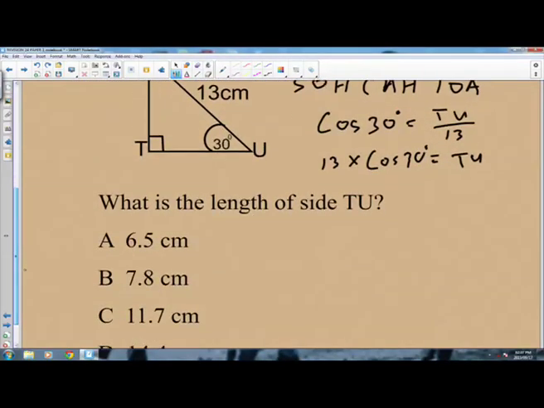So we'll go back and say 13 times 0.9 is equal to TU. So that's how we are going to find TU. And then this will simply mean 13 times 0.9. I'll just write a 9 here.